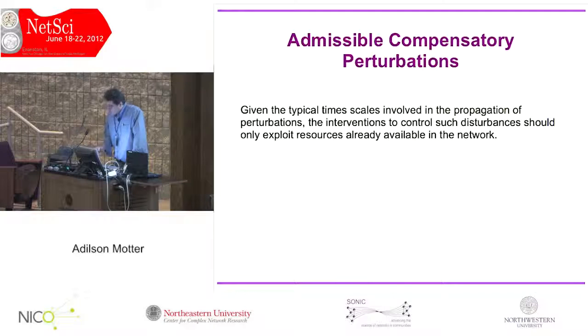But not all perturbations are admissible. Why? Because even though the time for failures to propagate is finite, it is very short compared to the time for the evolution of the network. So you cannot expect to create new links or introduce new nodes in general. You really have to try to take advantage of the resources that are already available in the system.